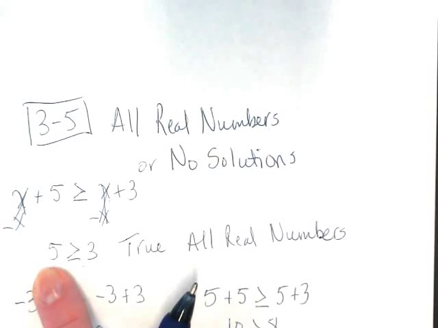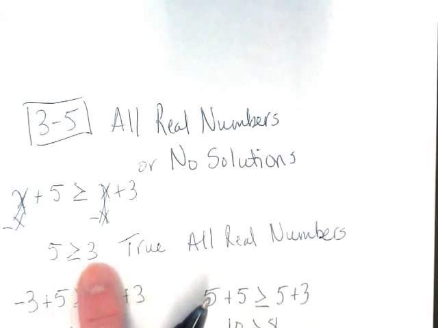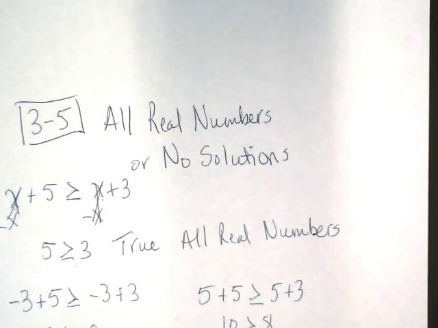If this had ended up with 3 is greater than or equal to 3, it still would have been true, because 3 isn't greater than 3, but it fits the requirement that it's equal to 3. So it has to fit one of those two things. Either it's greater than, or it's equal to. It can't be both. Okay? Question? No. Okay, let's move on.